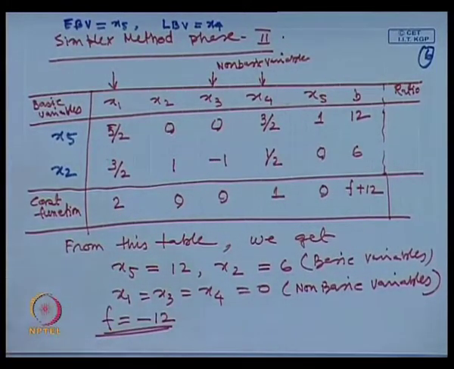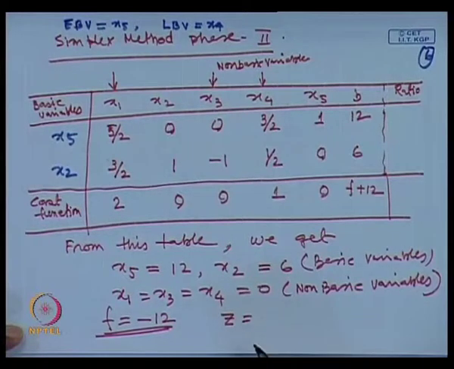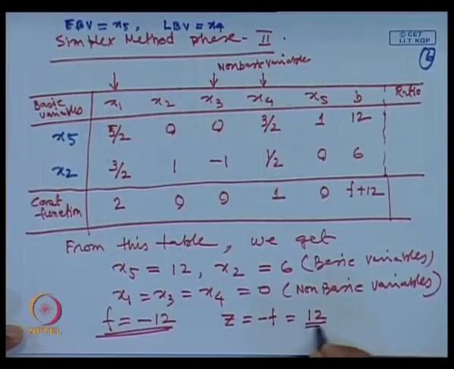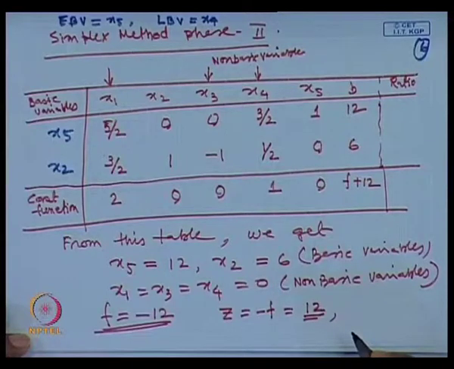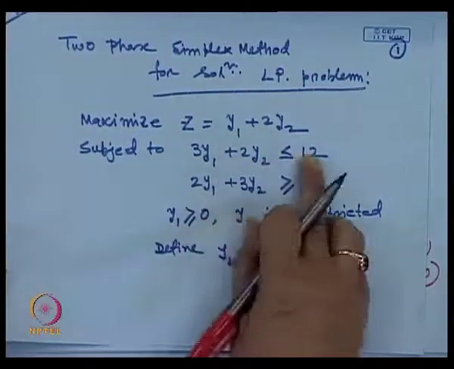And if you see our earlier problem, the problem we have to solve here is maximize z. So, z value is what? z value is minus of this one, so it will be 12. And what is our corresponding y 1, y 2, all these things.